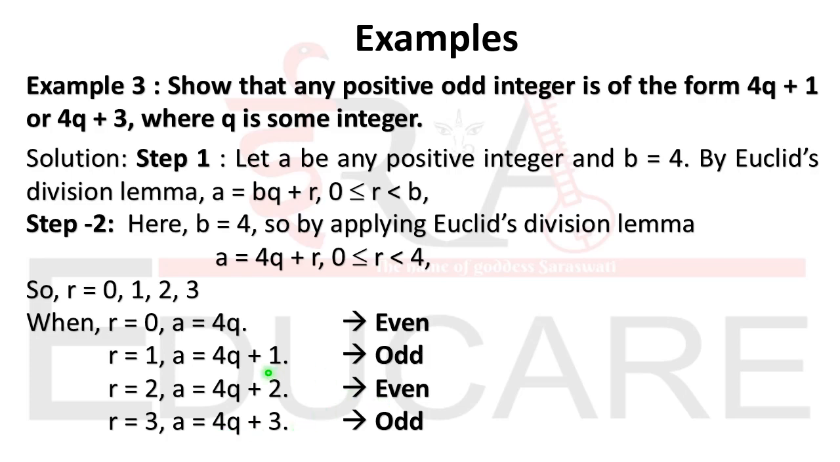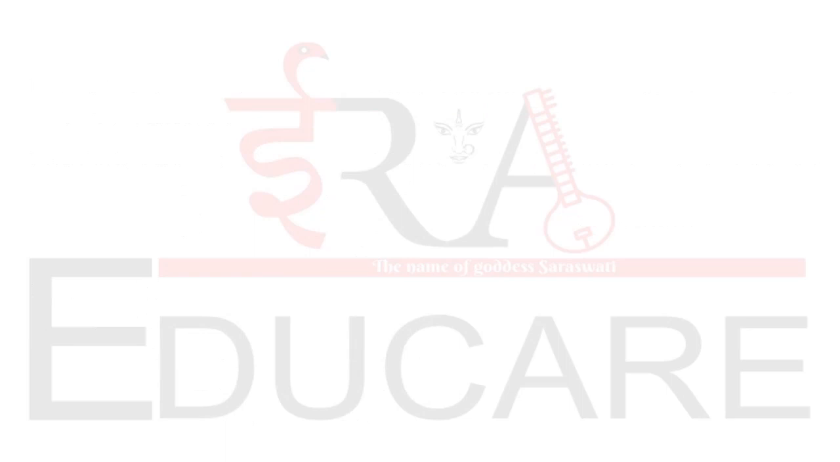If you divide 4q and 4q plus 2 by 2, you always get a remainder 0. But if you divide 4q plus 1 and 4q plus 3 by 2, you get remainder 1. So by that you can say that 4q plus 1 is an odd number and 4q plus 3 is an odd number. So we prove our statement that any positive odd integer is of the form 4q plus 1 or 4q plus 3, right?